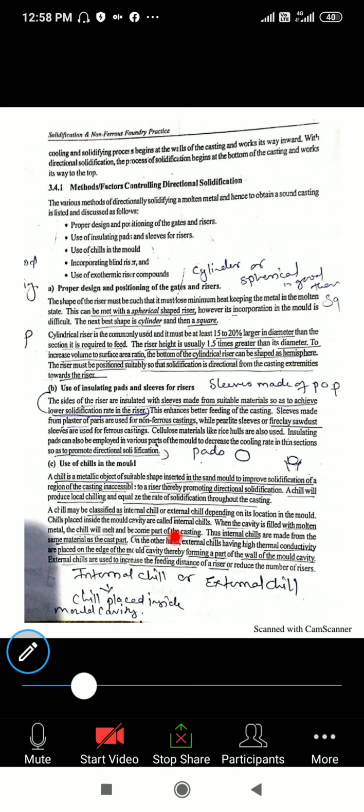The use of insulating pads and sleeves for the risers. Okay, you have to use the insulating pads and the sleeves for the risers. Use of chills in the mold, I have explained what a chill is. Okay, incorporating binders and using exothermic risers. So see, these are some of the important methods and factors which have to be taken into consideration during the directional solidification. Now let us see each of those in some detail.